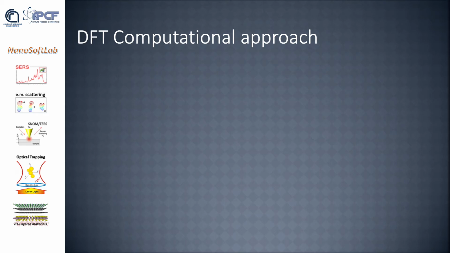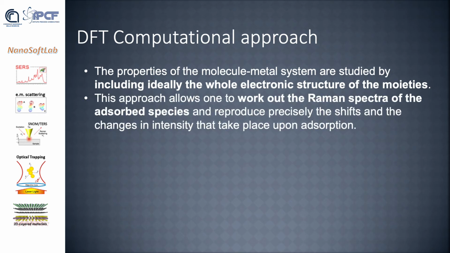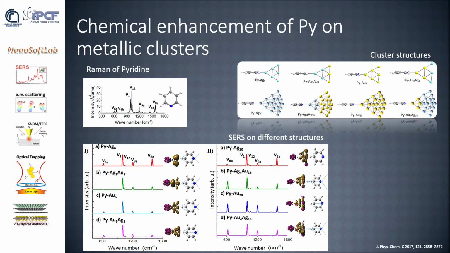Chemical enhancement effects are typically modeled using DFT, density functional theory. The properties of the molecule-metal systems are studied by including ideally the full electronic structure of the moieties. This approach allows one to work out the Raman spectra of the adsorbed species and reproduce precisely the shifts and the changes in intensity that take place upon adsorption. DFT methods are used on both the resonant and non-resonant effects and can describe both effects. Studies are typically carried out on pyridine.